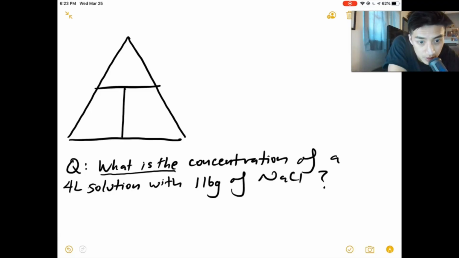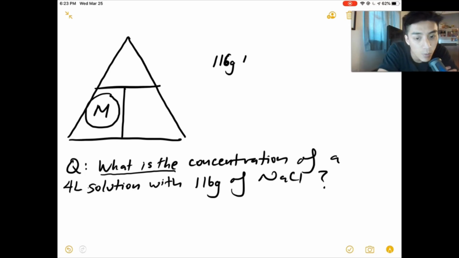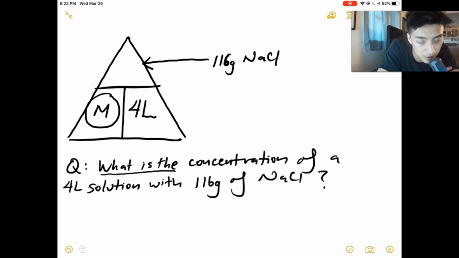What is the concentration of a 4-liter solution with 116 grams of salt dissolved in it? So again, picture you have 4 liters of water and you're going to dump in 116 grams of salt. They want to know what's in the lower left this time because they're asking what is the concentration. They want to know the molarity. So it's like I'm starting on the outside of the triangle, 116 grams of salt. All I have to do is work my way into the triangle. The 4 liters is given. I know exactly where that's supposed to go. It's supposed to go on the lower right because that's a volume.